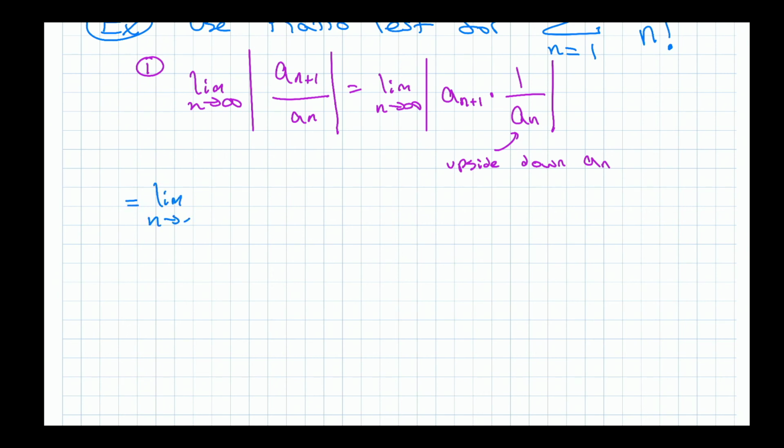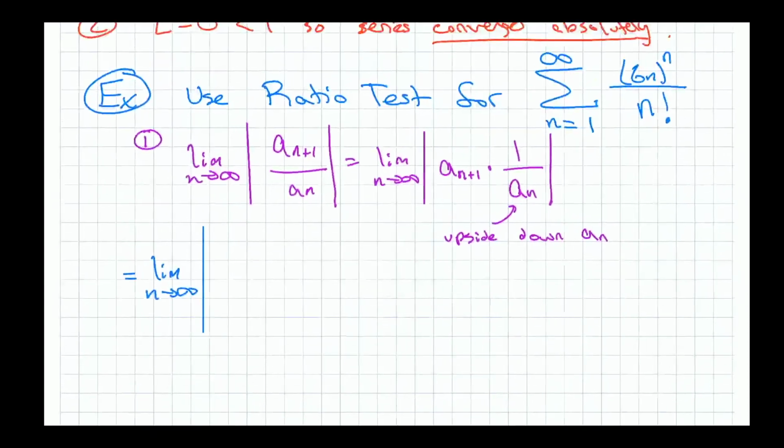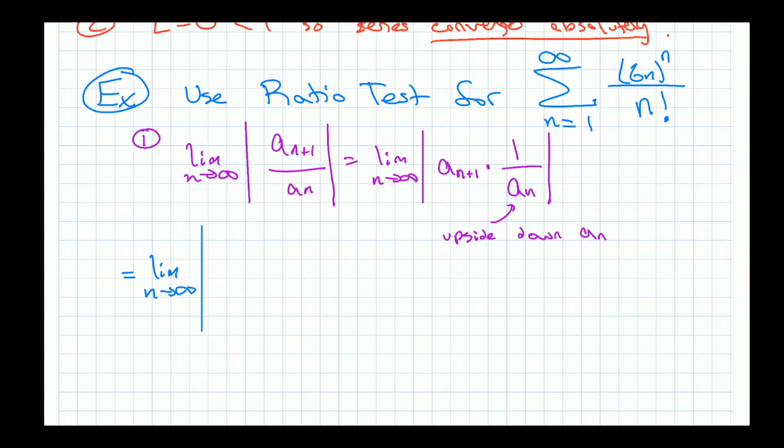Limit as n goes to infinity, absolute value. Okay, so what are we looking at? All right, a_{n+1}. So remember what you have to do: you have to replace all of the n's with n plus 1.